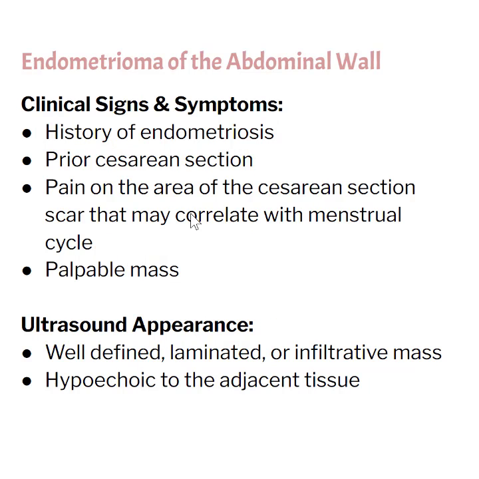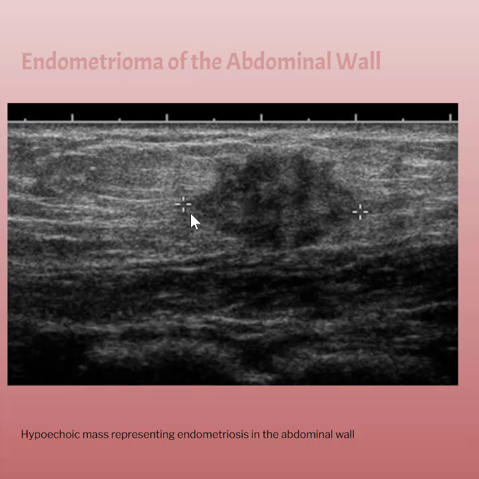Some clinical signs and symptoms of endometriomas of the abdominal wall do include a history of endometriosis, a prior C-section, pain that matches up with the patient's menstrual cycle, and possibly a palpable mass in the area. On ultrasound, then, what we are going to see is a hypoechoic, well-defined structure within the superficial layers of the abdominal wall. And so here's an example of a hypoechoic mass. This is representing endometriosis within the abdominal wall. We can see the skin line here and the rectus abdominis muscles.